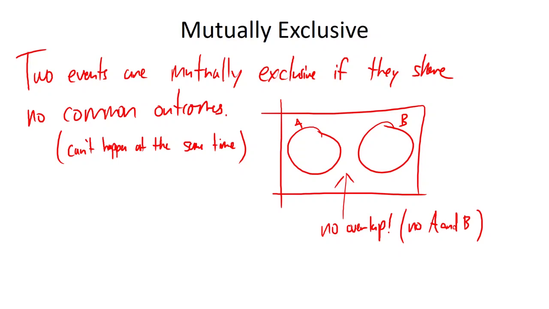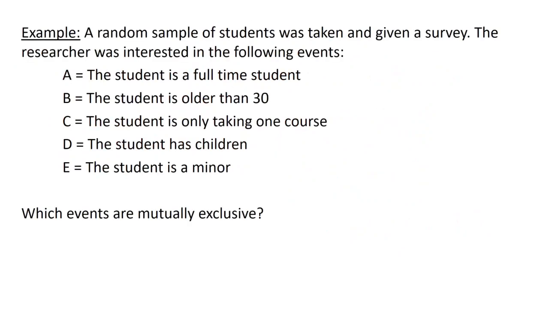All right. So this is kind of like the demographic information, but here's a couple different events that you could observe in a survey. They said, okay, full-time, older than 30, taking one course, has kids, minor. Which ones of these are mutually exclusive? B and E. So B, that they're older than 30, E, that they're a minor. So yeah, we would say that B and E are mutually exclusive.